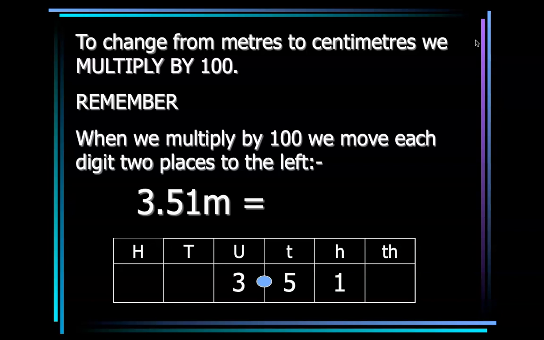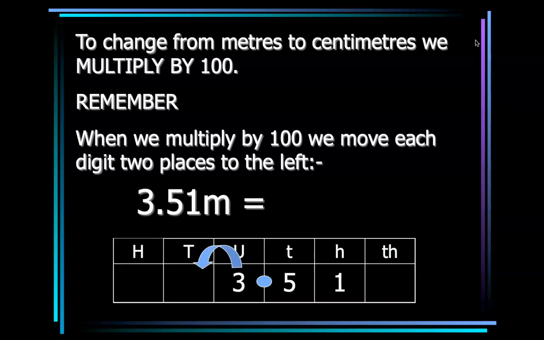Okay, so now we want to go the other way. Now we want to go from meters to centimeters, and here we just do the opposite. So we multiply by 100. Remember, when we multiply by 100, we move each digit 2 places to the left because now they are getting bigger.